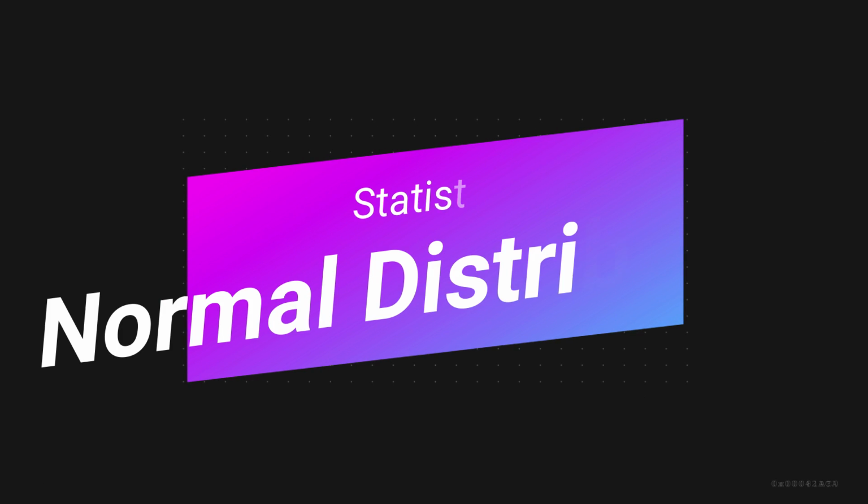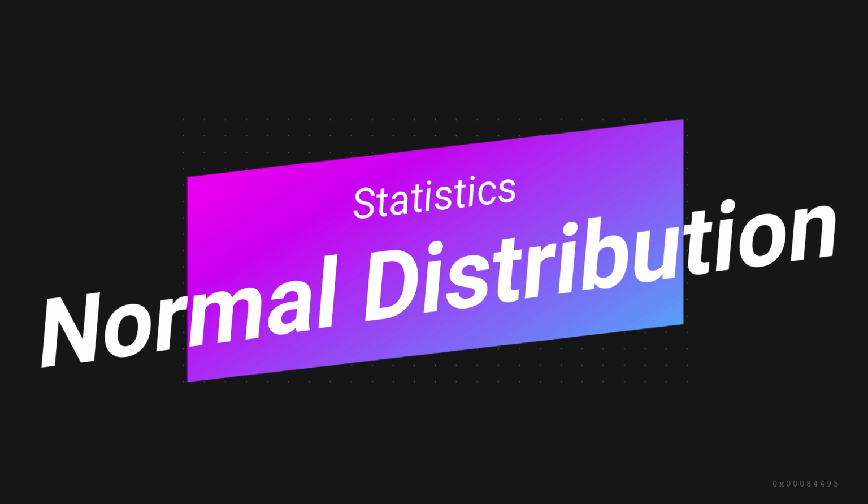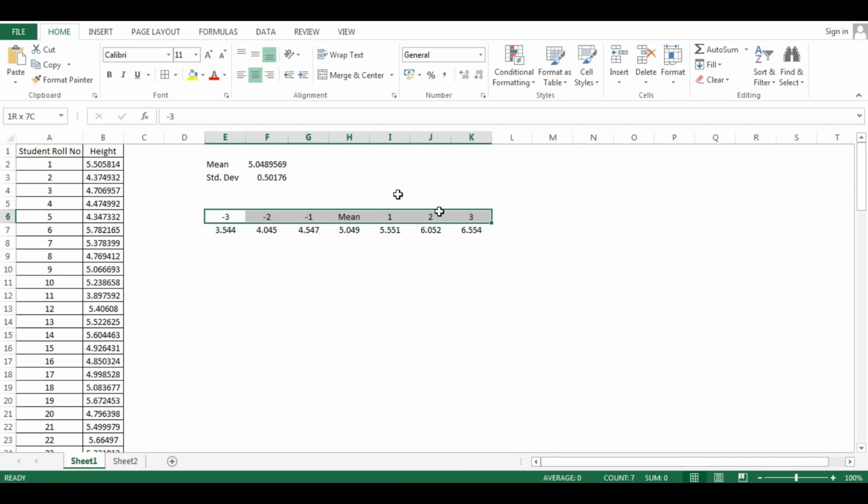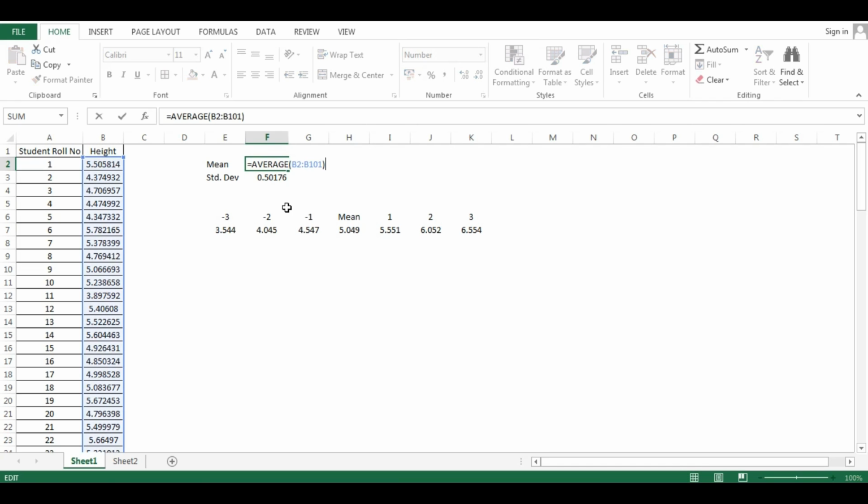Today we'll understand what normal distribution is and how to test normality using Minitab. Let's understand this with an example. I have randomly plotted some numbers for 100 students, and we plotted the heights of those individuals. In order to identify the normal distribution, the first thing we have to do is identify the mean of the given sample. It's a pretty simple, straightforward formula. You take an average of the entire sample.